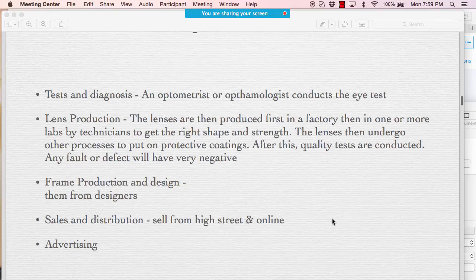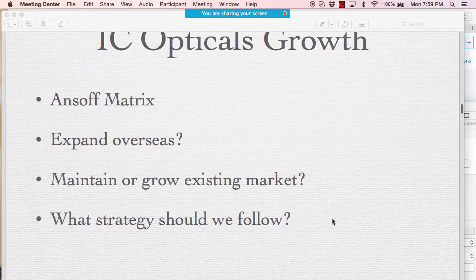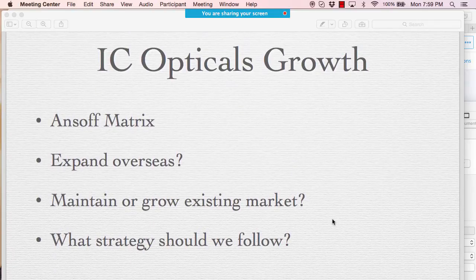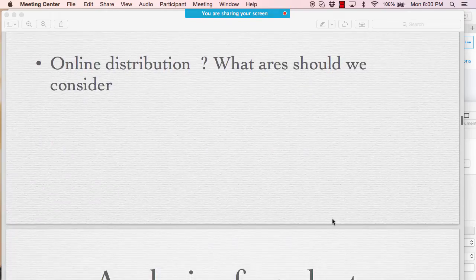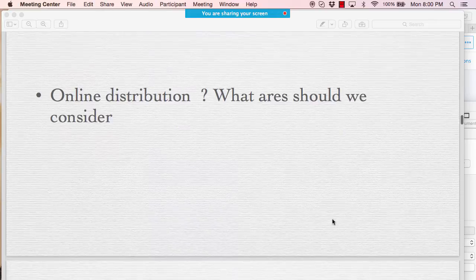Then industry breakdown. What does it break down into? We look at tests, lens production, frame production, sales, distribution, and the advertising side of it. If we're looking at the growth, how would we look at the growth for IC Opticals from an Ansoff matrix perspective? Should we expand overseas? And what about within the market itself? Should we grow in the existing market? What strategies should we follow? One thing that we saw was, we should do a sales breakup and also look at online distribution. What areas should we consider? We should have a look at that.